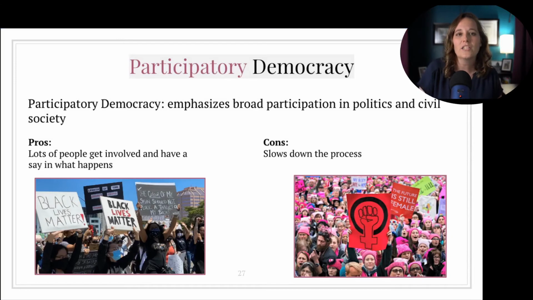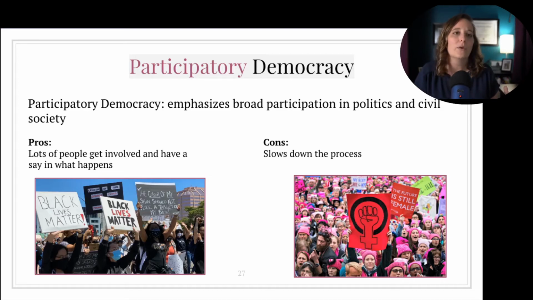A participatory democracy, the first model, is one where broad participation is emphasized. Think of things like protests, petitions, anything in government where lots of people get involved. So things like the Black Lives Matter protests or the Women's March, or even recall or referendum votes.